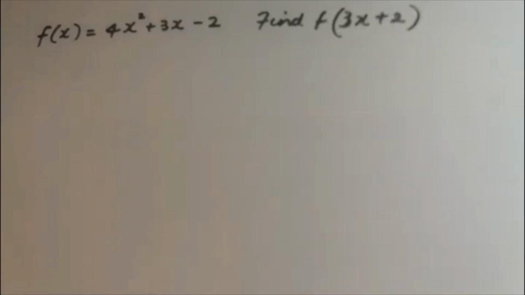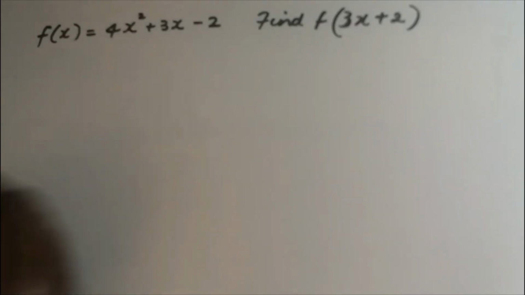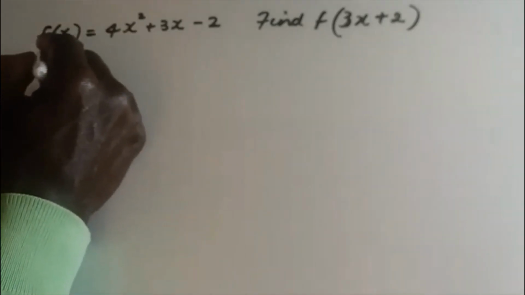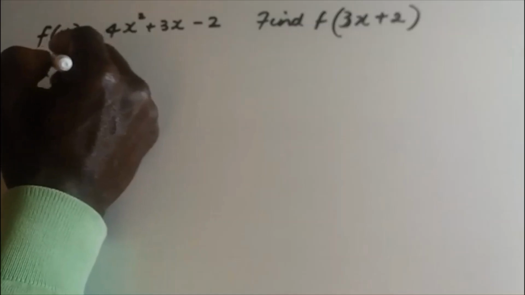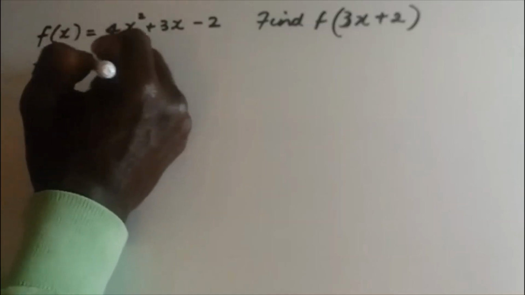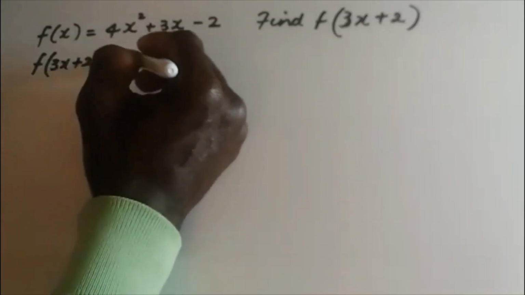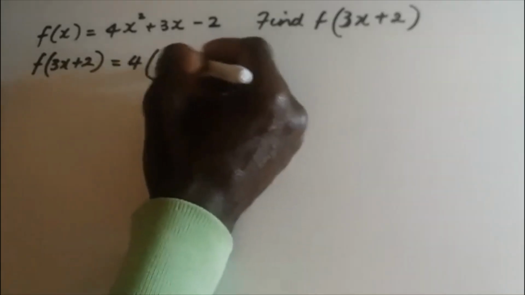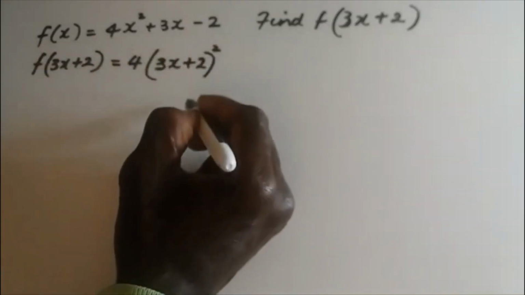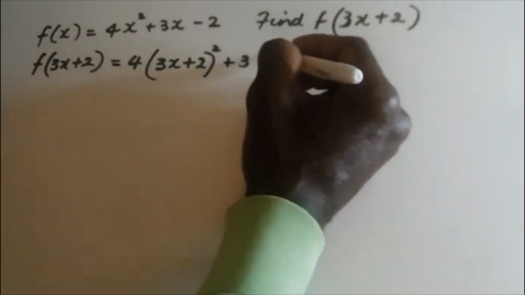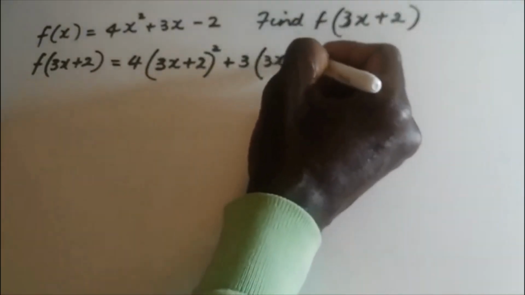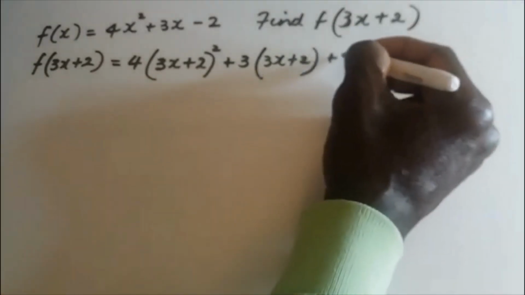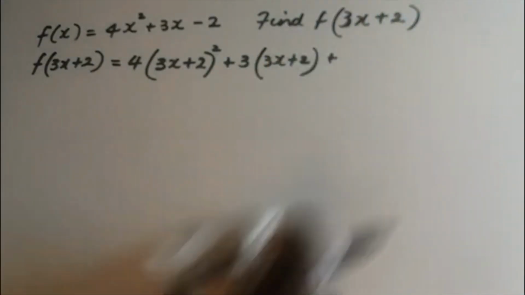Then we have a different input. Our input now is 3x add 2. The function is still the same. Let's go ahead and evaluate this. So we have 3x add 2 is equal to 4. We want to square the input. Multiply by 3 and add -2.